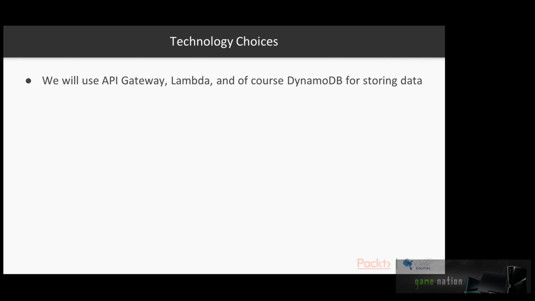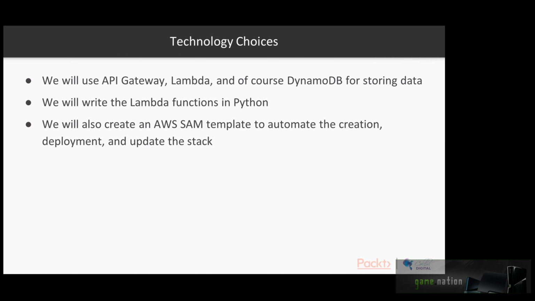Now, in terms of technology choices, we're using DynamoDB, so it makes sense that we want to use other AWS native technologies. So in that scheme, we're going to use API Gateway, we're going to use Lambda, and of course, we'll use DynamoDB for storing data. We're going to write all of our Lambda functions in Python, and we're also going to create an AWS SAM template to automate the creation, deployment and update of the stack. So with that said, let's go and take a look at the code.